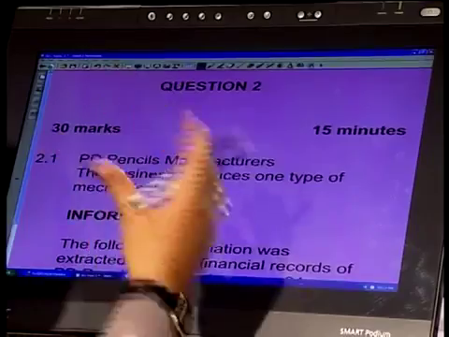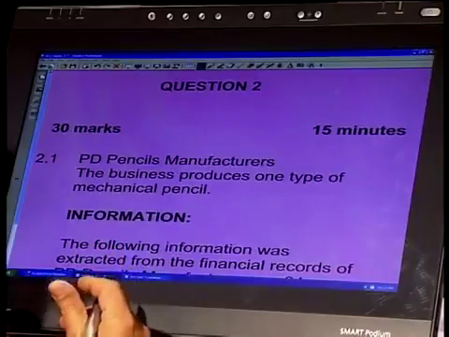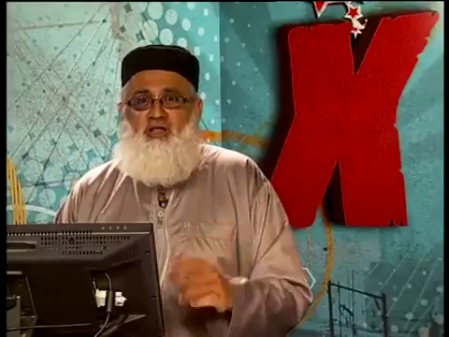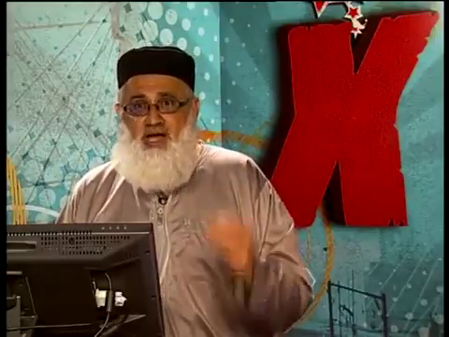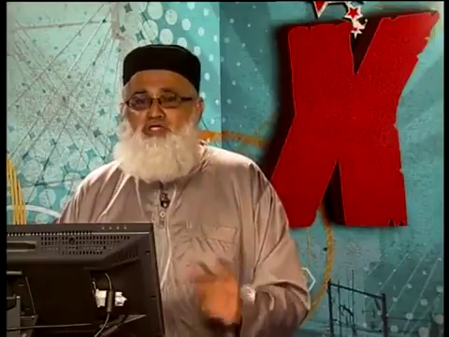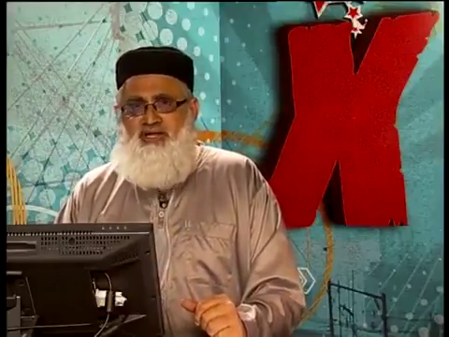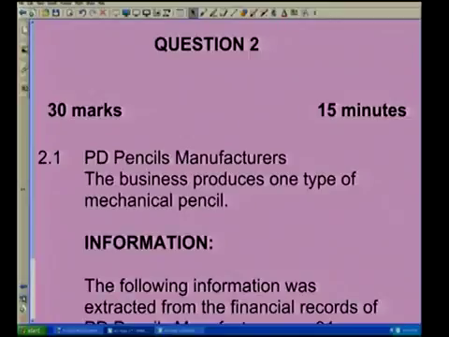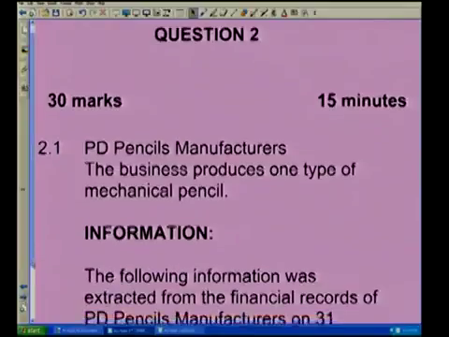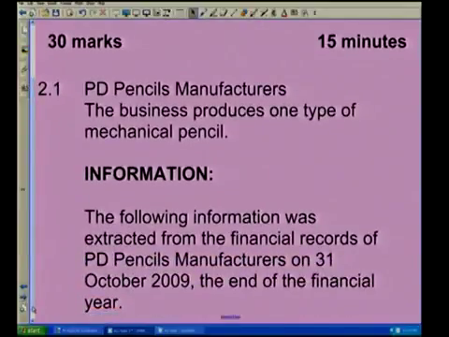Let's look at the question and see what is required of us. The question is for 30 marks, 15 minutes. Always work with your time allocation in the exams. Don't spend too much time. Like I said earlier, very important, in order to complete your question paper, you need to ensure that you work within certain time frames. Accounting is about testing your time as well. So please try to stick as closely as possible to the time guide that's given to you. Question: PD Pencil Manufacturers, the business produces one type of mechanical pencil.